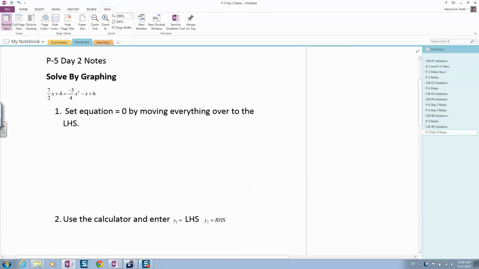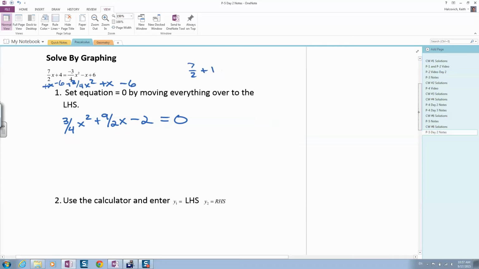The first thing you want to do is set the equation equal to 0 by moving everything over to the left-hand side. So that means we're going to add 3/4 x squared, we're going to add x, and we're going to subtract 6. So we get 3/4 x squared plus 7/2 plus 1, because plus x here, is 9/2 x, and then minus 6. 4 minus 6 gives you minus 2, equals 0. All right, so that is our equation.